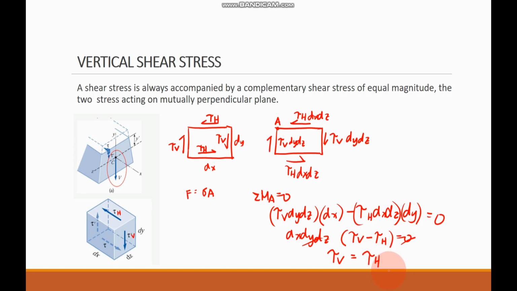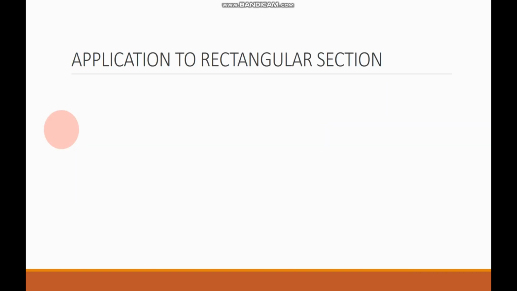So we can now conclude that the shearing stress acting on one face of an element is always accompanied by a numerically equal shearing stress acting on a perpendicular face. So for the application of shearing stress to rectangular section, let us try to derive a special formula for rectangular section.